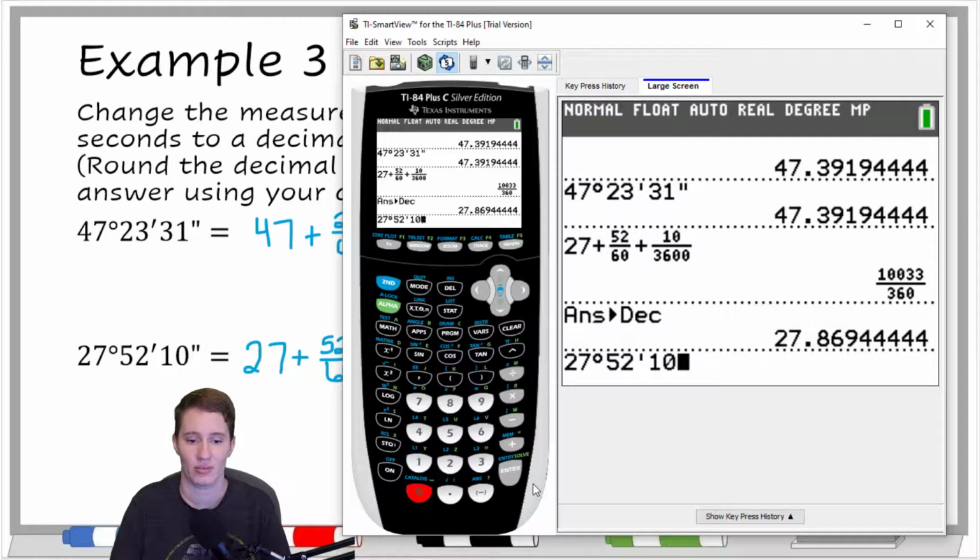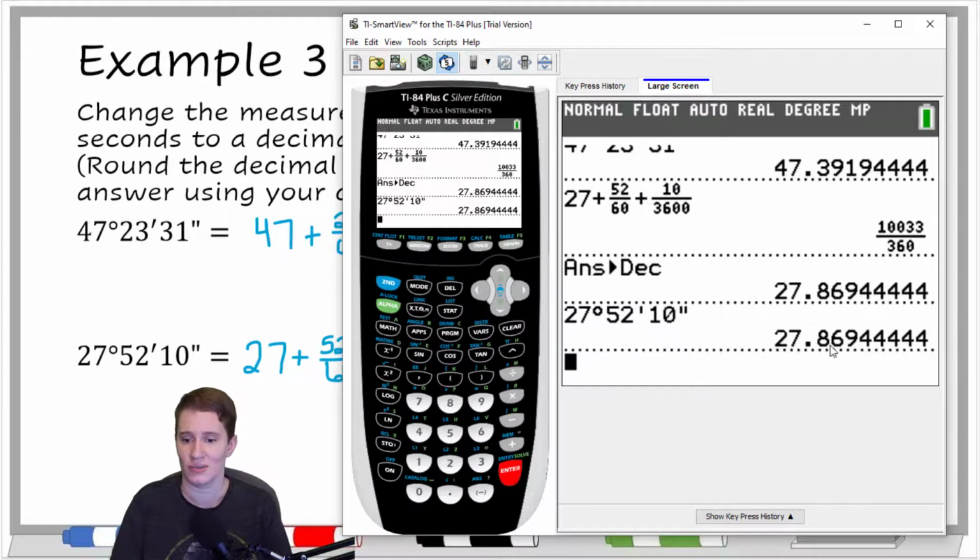It's something to play around with to get used to understanding when your calculator writes over things or when it inserts things. But normally if you need to insert an extra number, you'd press second delete, and then that lets you insert something without writing over what's next. Oh, yep, see, we're right, 27.869.